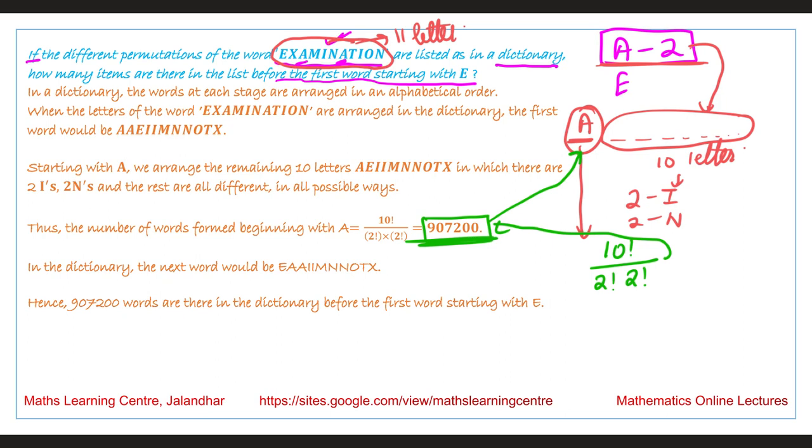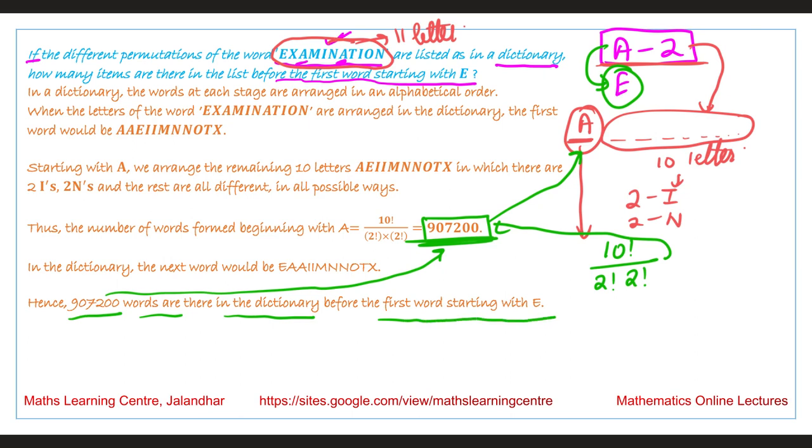After that, the next alphabet in the dictionary is E. So we are saying that 907200 words are there in the dictionary before the first word starting with E.